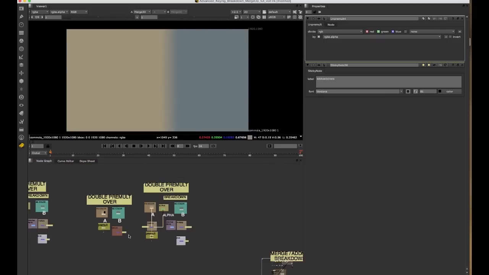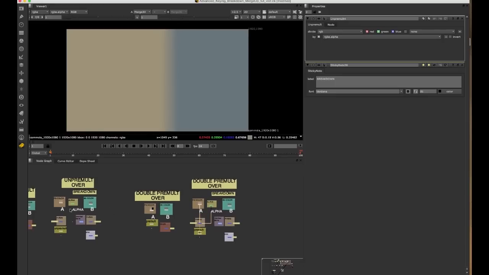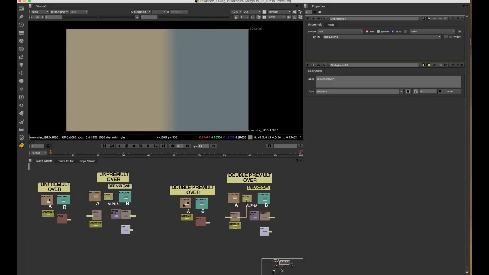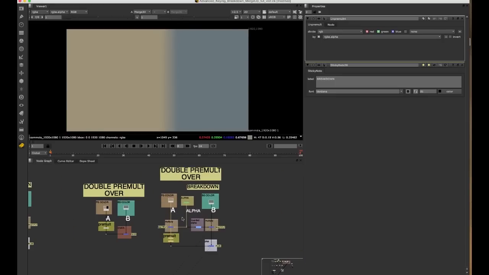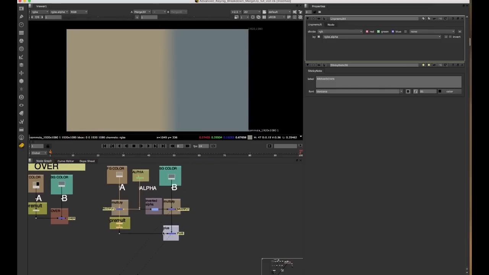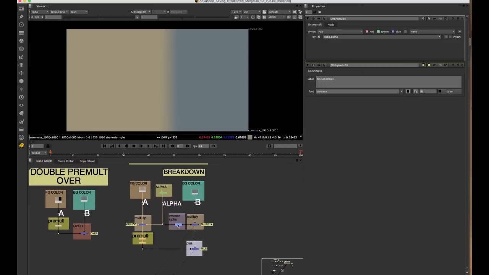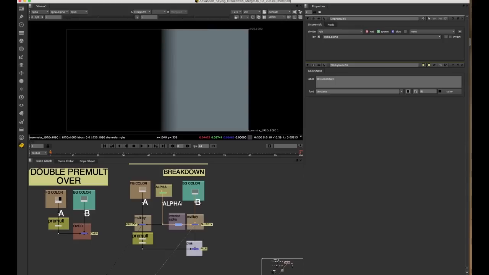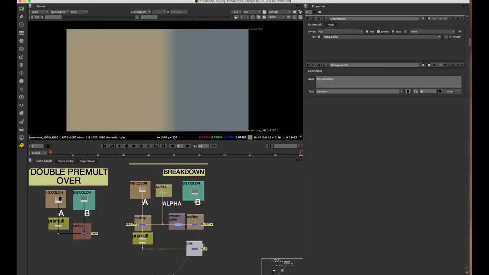So the important thing to know is unpremulting before an over will make it brighter, and double premulting will make it darker. And we've kind of explained why and how those two images without the correct representation in the transparency map of the alpha will not add up to the 100% blend that it's supposed to add up to, and instead will be a weird mix of dark or light colors.